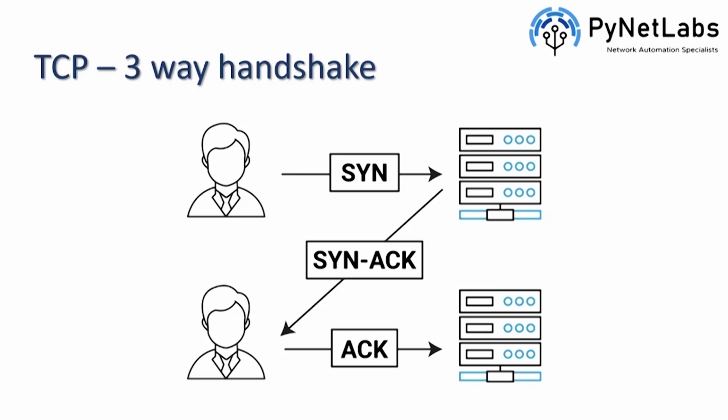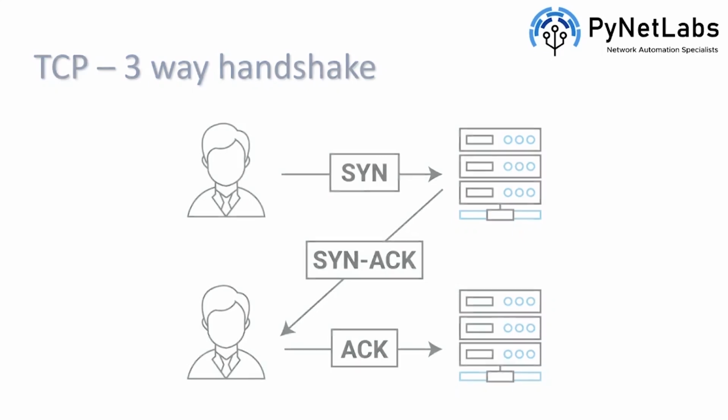Once this connection is built, once this three-way handshake is done, the data transmission will take place. That is the reason why we call TCP connection oriented. It is looking forward to building connections with the other PCs, right?